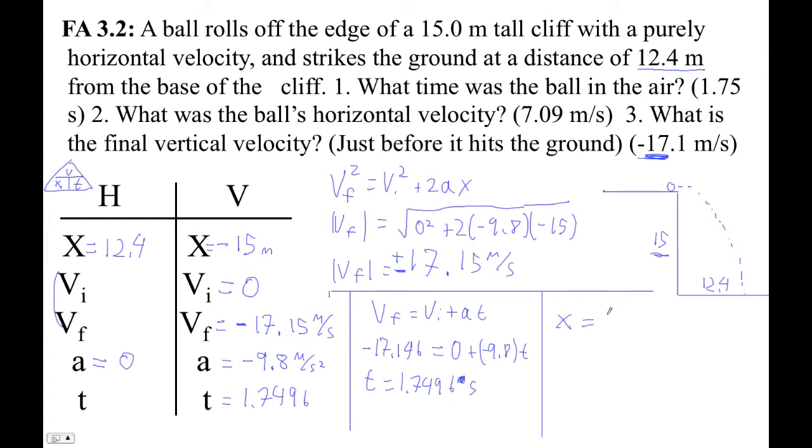X is 1/2 at squared, which is of course our fancy formula, VIT plus 1/2 at squared, but our VI is 0, right? So it's always this. And so for that guy, we would have negative 15 is 1/2 negative 9.8 t squared, right? And now when we do our math, we've got to be careful. I'm going to take this, I'm going to go 2 times negative 15 over negative 9.8, right?